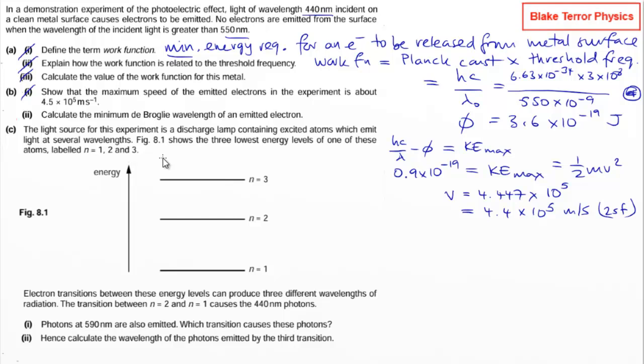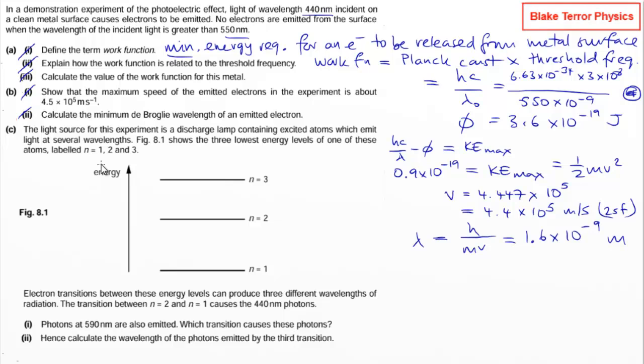Calculate the minimum de Broglie wavelength of an emitted electron. Right, we're just plugging all this in. This is our v, and our de Broglie wavelength is the Planck constant divided by the momentum, so m times v. These are all numbers that we know, so we're just sticking this in. I'll reuse this. It's going to be a quick one on the calculator. 1.6 times 10 to the minus 9 meters. Right, that was a bit of a gimme set of calculations.